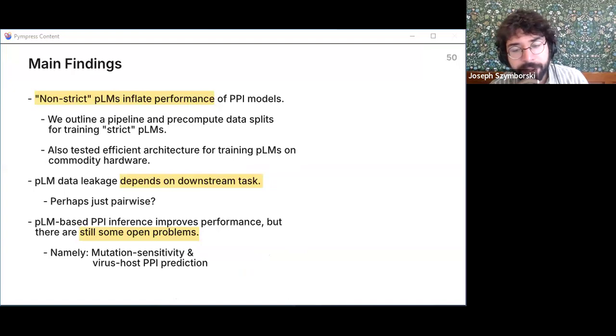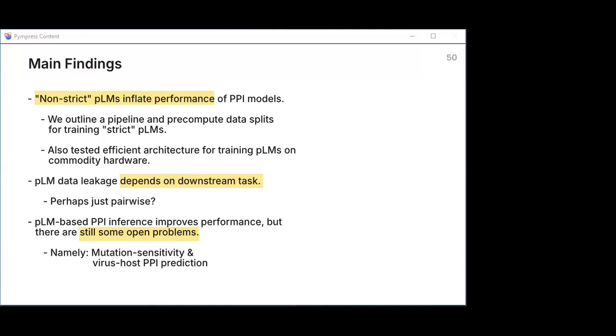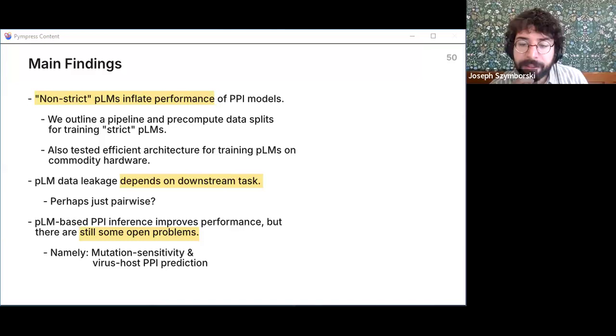So in conclusion, our main findings are that non-strict pLMs inflate performance of PPI models. We outline a pipeline and pre-compute data splits for training strict pLMs, and also tested efficient architectures for training pLMs on commodity hardware. The pLM data leakage depends on the downstream task. Maybe it's only on pairwise tasks, maybe primarily on PPIs. And then finally, pLM-based PPI inference improves performance, but there are still some very open problems. It improves performance, but the generalizability is really a sticking point. Mutation sensitivity remains a problem. Virus host PPI prediction remains a problem.